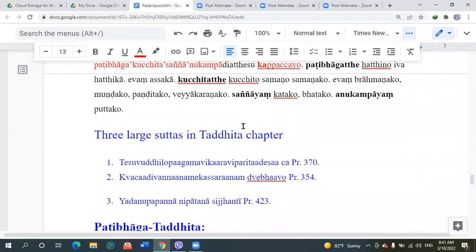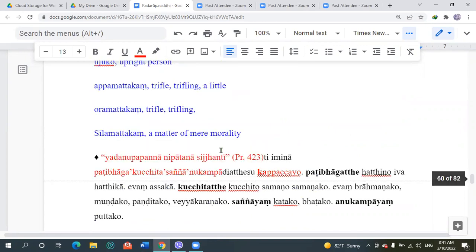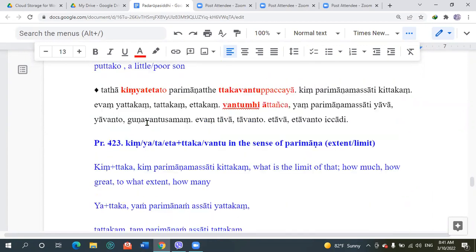So here, let's go to the next paragraph. Tata refers to this last sutta, Anubhavana Vipana Sichanti. In the same way, King Yati Tato Primanati Takawandu Pajaya. After the word King, Ya, Ta, Eta, these are pronouns, Savanama. After that, we have Takasapis and Vandusapis in the sense of Primana, stand or limit, or measure, like this.